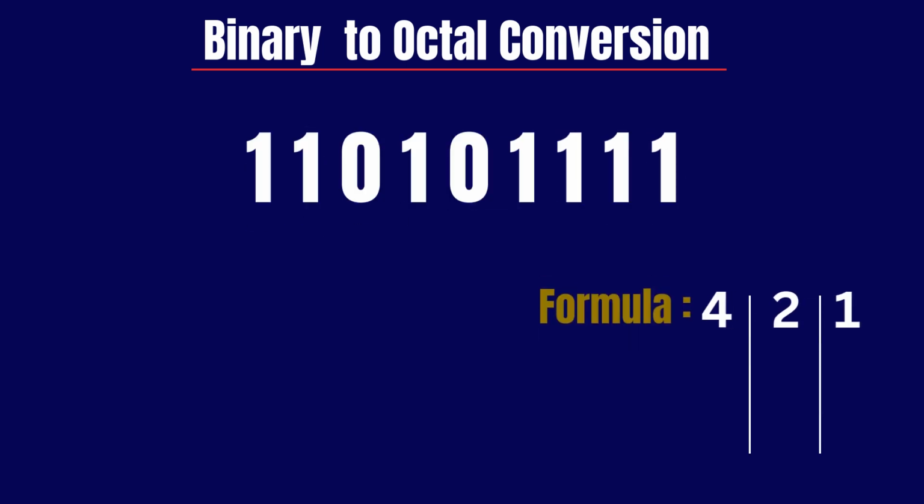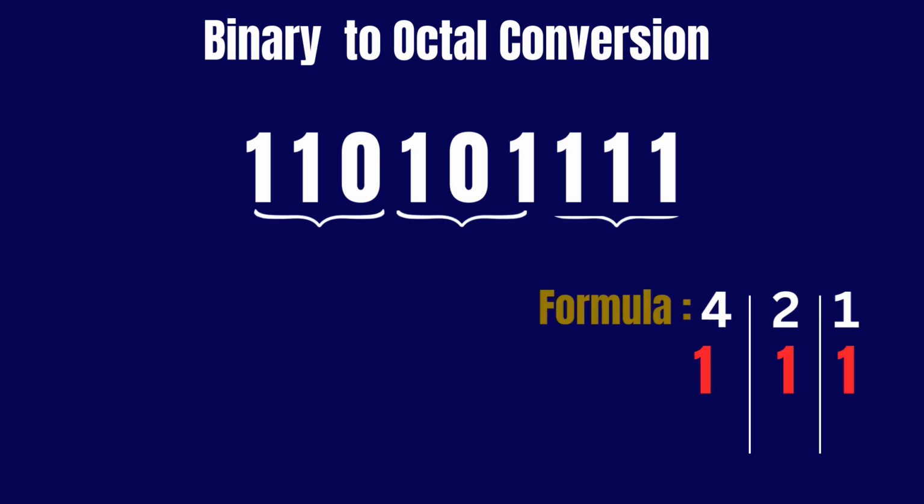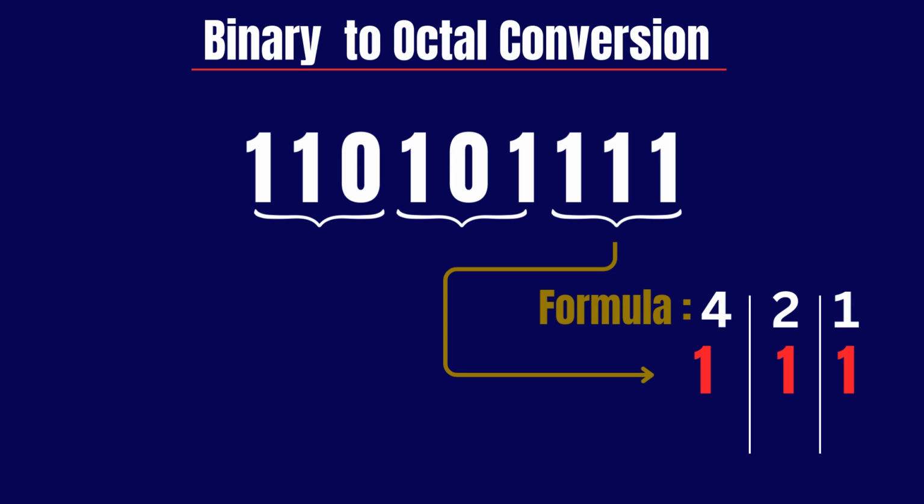Split a 3-digit segment from the binary group. Then we put it under the formula. Now adding them up where the binary digit is 1. 0 would be ignored. So the octal digit of this segment is 7.